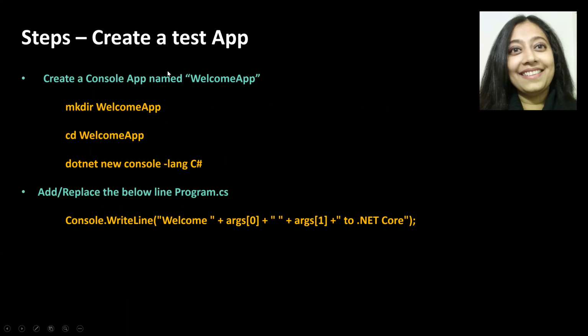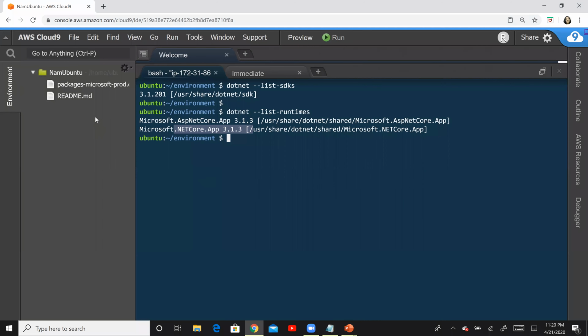Okay, so now let us confirm that whatever we have installed is installed correctly and it is working, right? So what we will do is go ahead and create a console app. I'm calling this app welcome app. You can create any app that you like. First we will create a directory and then we will set our language to C#. Now I know C# because I'm comfortable with C#. I have been an MVP in C# in the past, but if you are comfortable with some other language, feel free to use that. Okay.